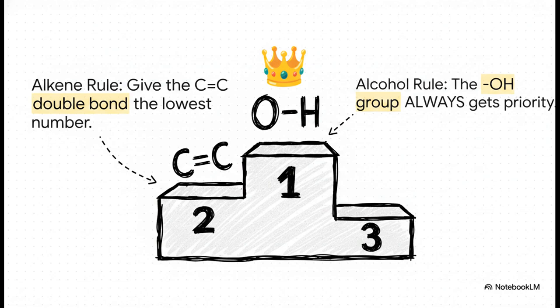What happens if a molecule has both an alcohol and a double bond? Which one gets priority? And the rule here is absolutely non-negotiable. The alcohol always wins. The OH group is king. It has to get the lowest possible number, no matter where that leaves the double bond.